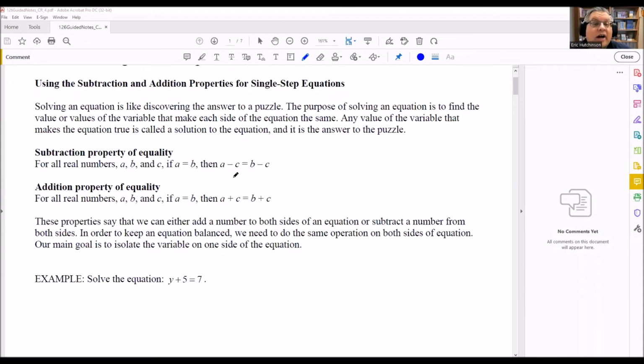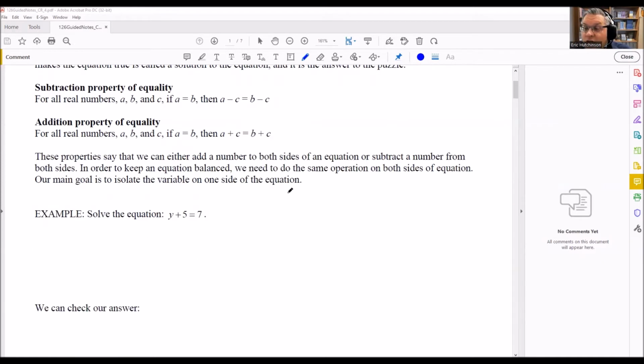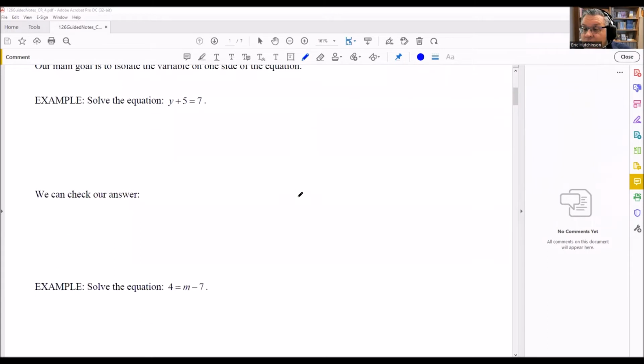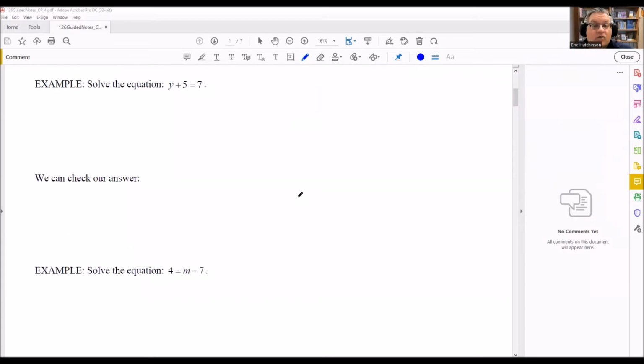So whatever you do to one side, you have to do to the other side. And it can either be addition or subtraction. Particularly, you're going to use this when you want to move something over to the other side of the equation. The way that you want to solve these equations is by getting the variable isolated on one side of the equation, and everything else you're going to move over either by using subtraction or addition. Okay, so let's go ahead and do that for these. Now we're also going to check our answer when we're done.